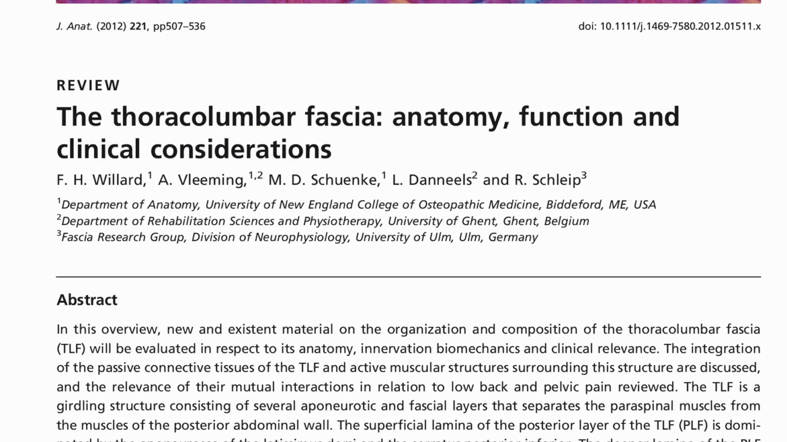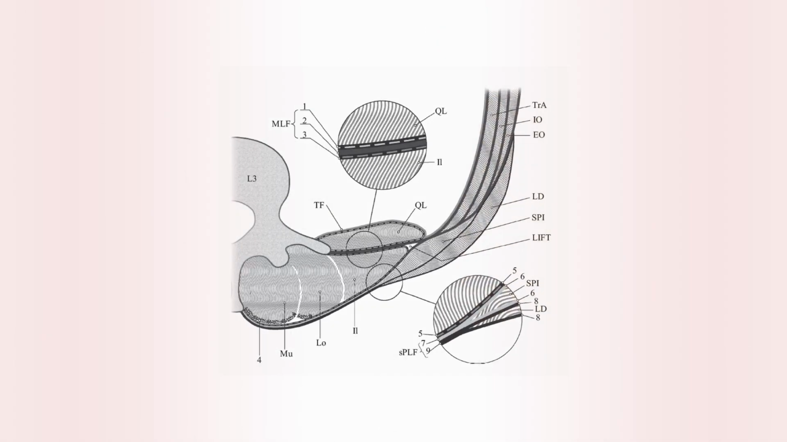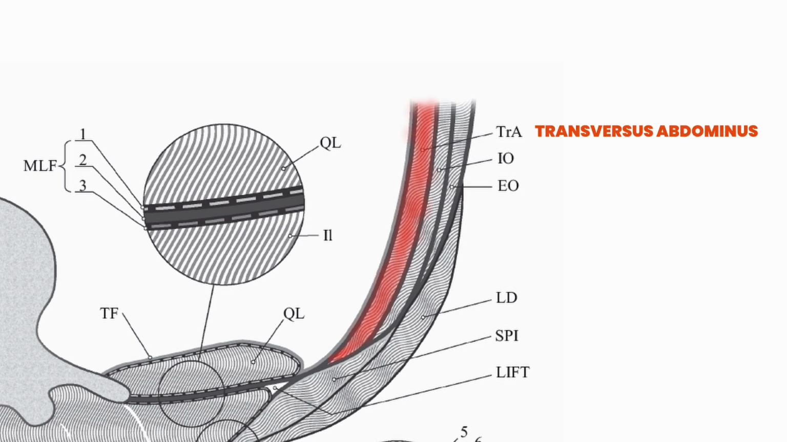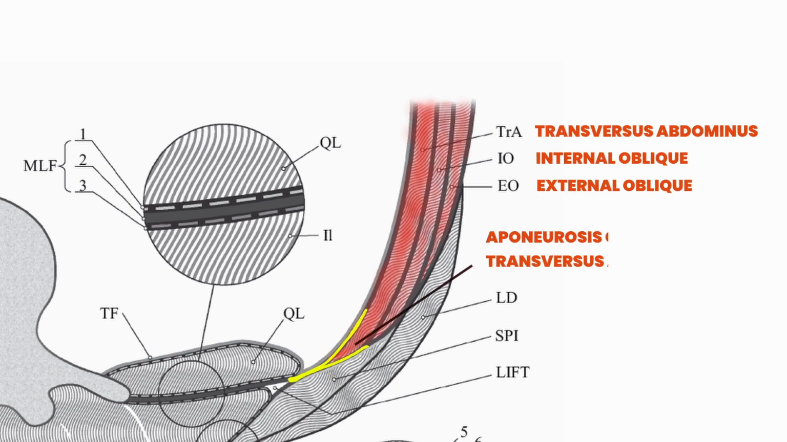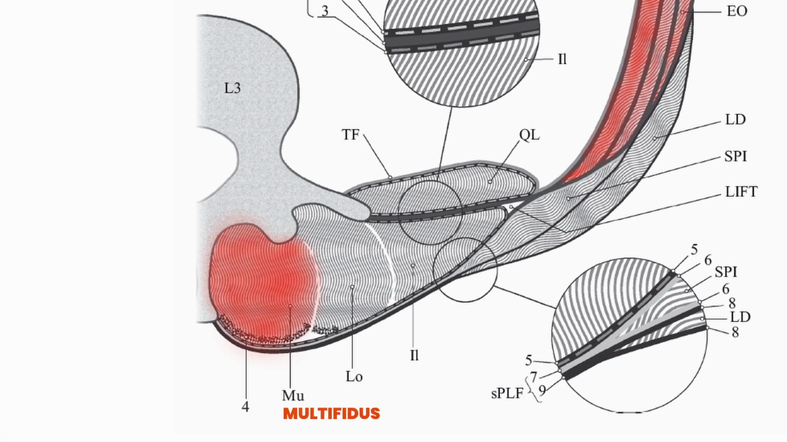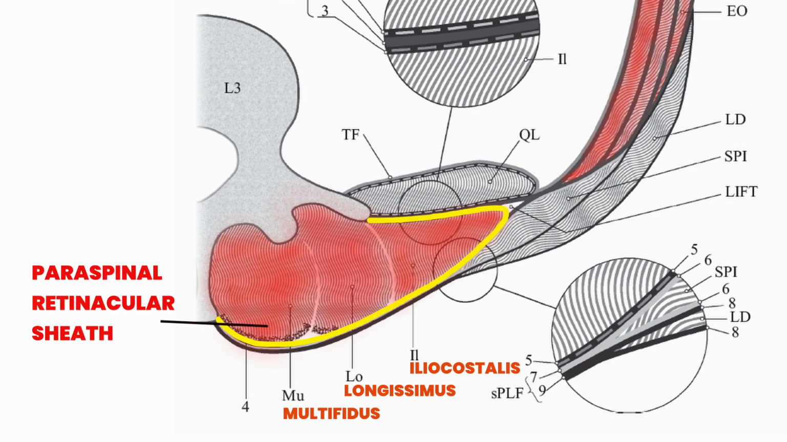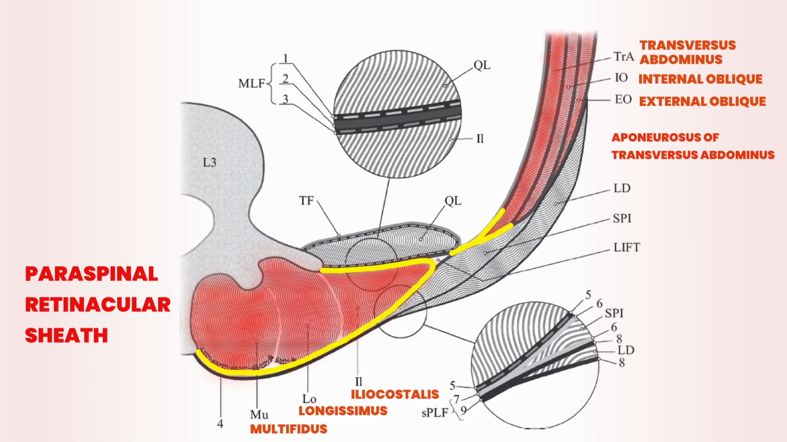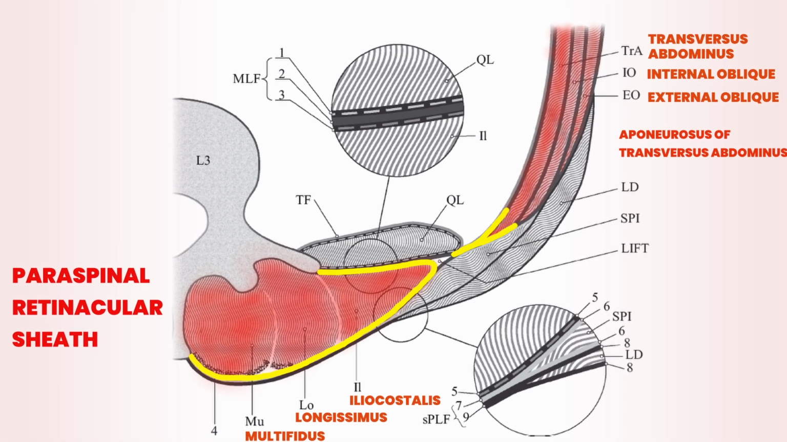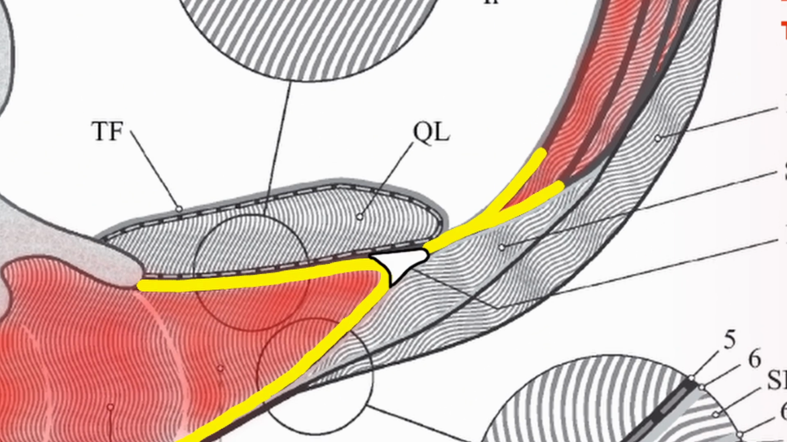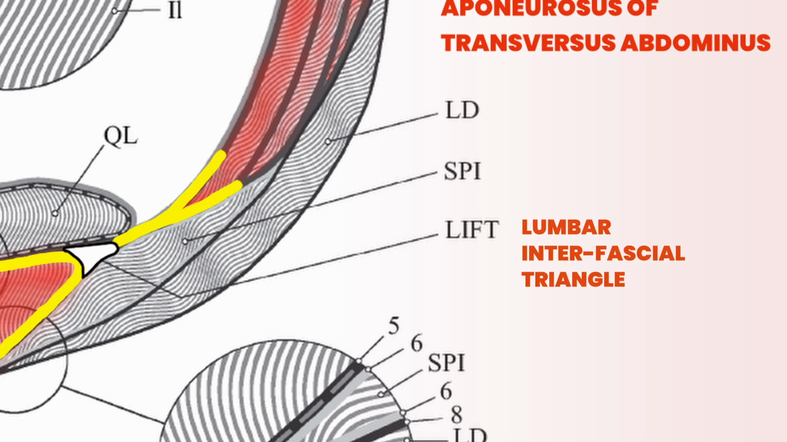This is a cross-sectional diagram of the paraspinal muscles, along with the muscles of the abdominal wall. On the top right, we see the transversus abdominis, internal oblique, and external oblique blend into a common line, known as the aponeurosis of the transversus abdominis. On the left, we see the multifidus, longissimus, and iliocostalis, and it's contained in what is called the paraspinal retinacular sheath. We can think about the muscles as being the meat, and the aponeurosis and sheaths as being the sausage casing. In between the two, we have this white triangle, known as the lumbar interfascial triangle.